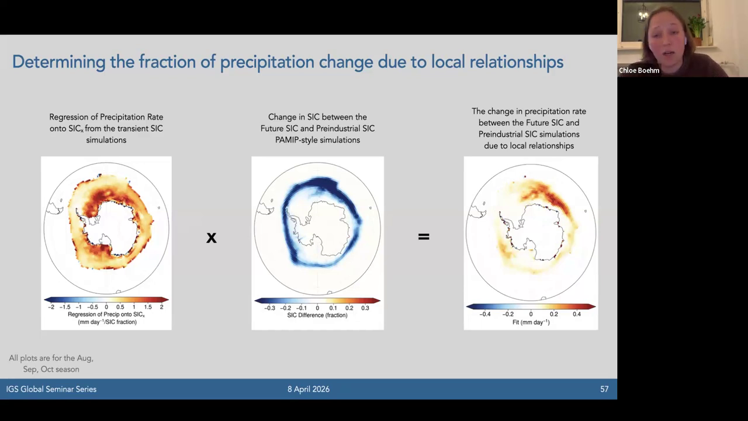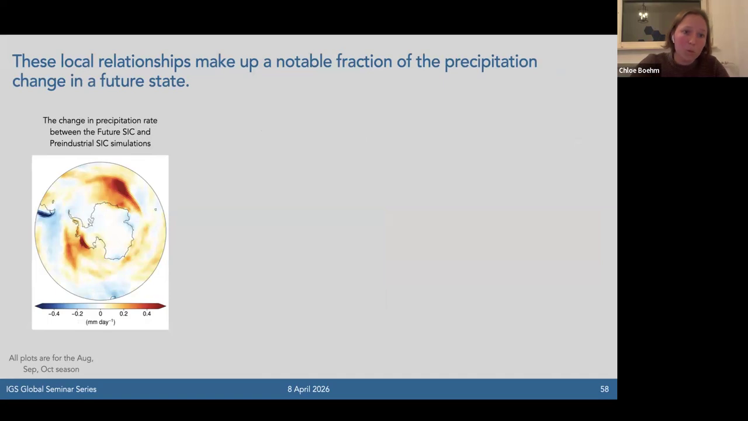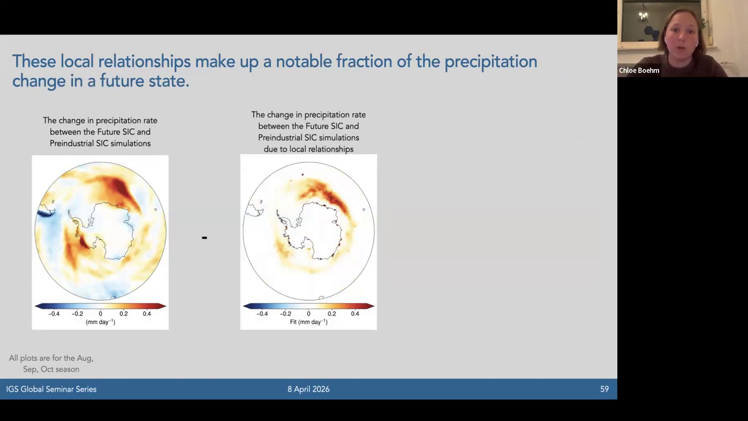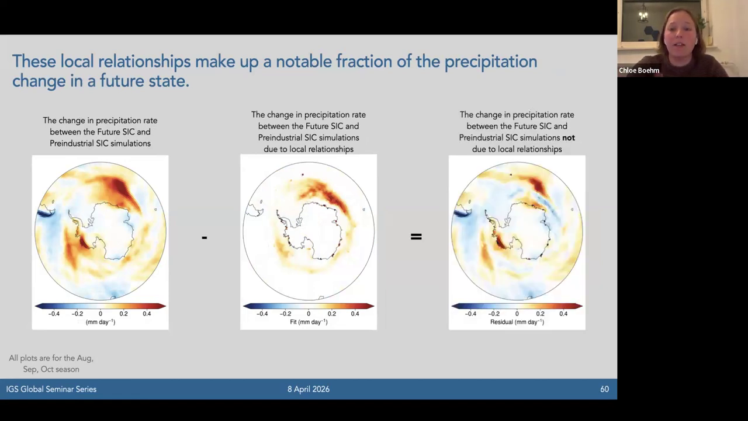And so what we see is, especially in the Weddell and the Indian Ocean sector, that clearly quite a bit of the precipitation response can be attributable to these local relationships. And if we look at the residuals, we start with the full precipitation difference between these two simulations. We subtract the piece due to the local relationships. And then this is the residual that would not be due to the local relationships, that would be due to other ways that sea ice could impact precipitation. And so there's still some left, obviously. There's still some left in the Indian Ocean and over in the Amundsen-Bellingshausen Sea area.